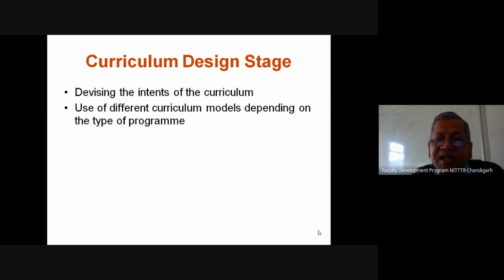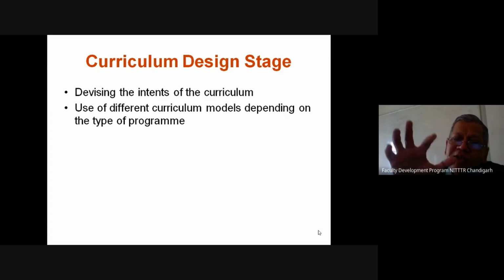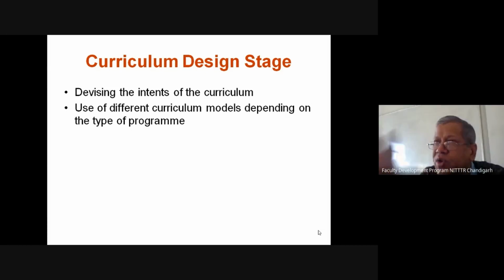What is the intention of my curriculum? What is the objective? What is the goal I want to achieve? By offering a degree program in electrical engineering, what do I want to achieve? What type of competency do I want to develop in my student? All this is written down here. Syllabus, but mainly focusing on the syllabus.